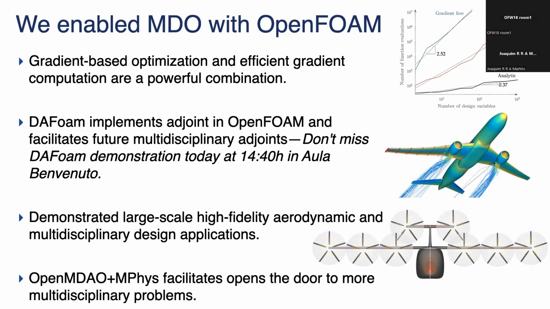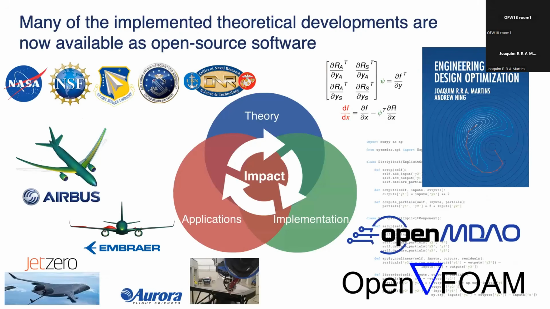Okay, so I have a lot of demonstrations, very large scale demonstrations with up to thousands of variables. And now with Envis, we're really opening the door to more multidisciplinary problems. So I want to close with this kind of triangle of impact here. It's really important to develop theory, but not in a vacuum, all right? It needs to be informed.